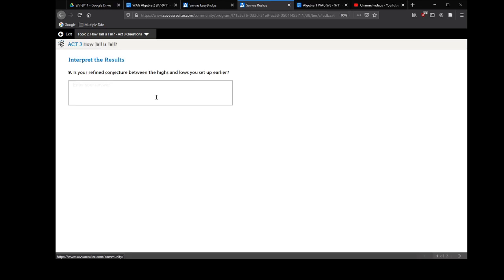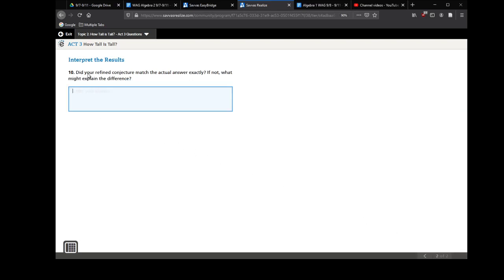Then the topic 3 questions say, is your refined conjecture between the highs and lows you set up earlier? Now that you've had the chance to make a smarter, educated guess, is it between your high and low? Did you get a narrow enough field? And the last question is, did your refined conjecture match the actual answer exactly? If not, what might explain the difference?